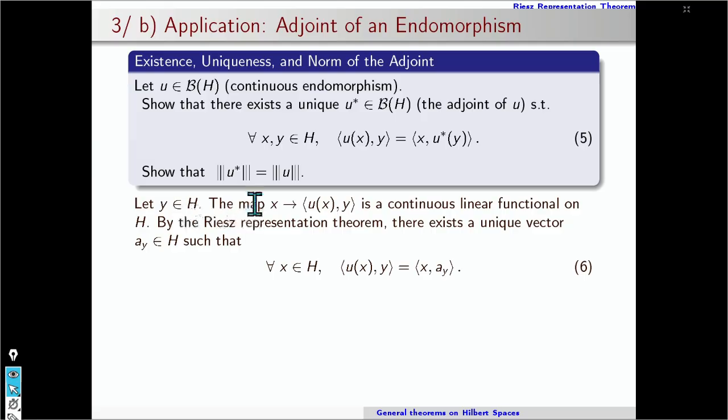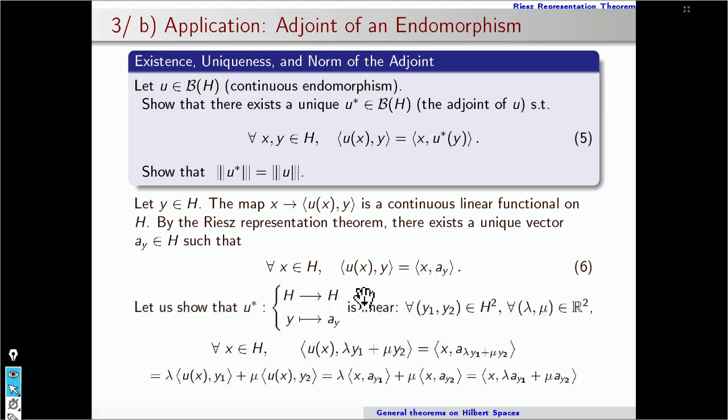So for a fixed Y, let us consider the map which to X associates inner product of U of X with Y. Since U is continuous and the inner product is also continuous with respect to the first variable, this is indeed a continuous linear form. So by the Riesz representation theorem, it can be written as inner product of X with a certain vector. We define the adjoint as the map which to Y associates A index Y.